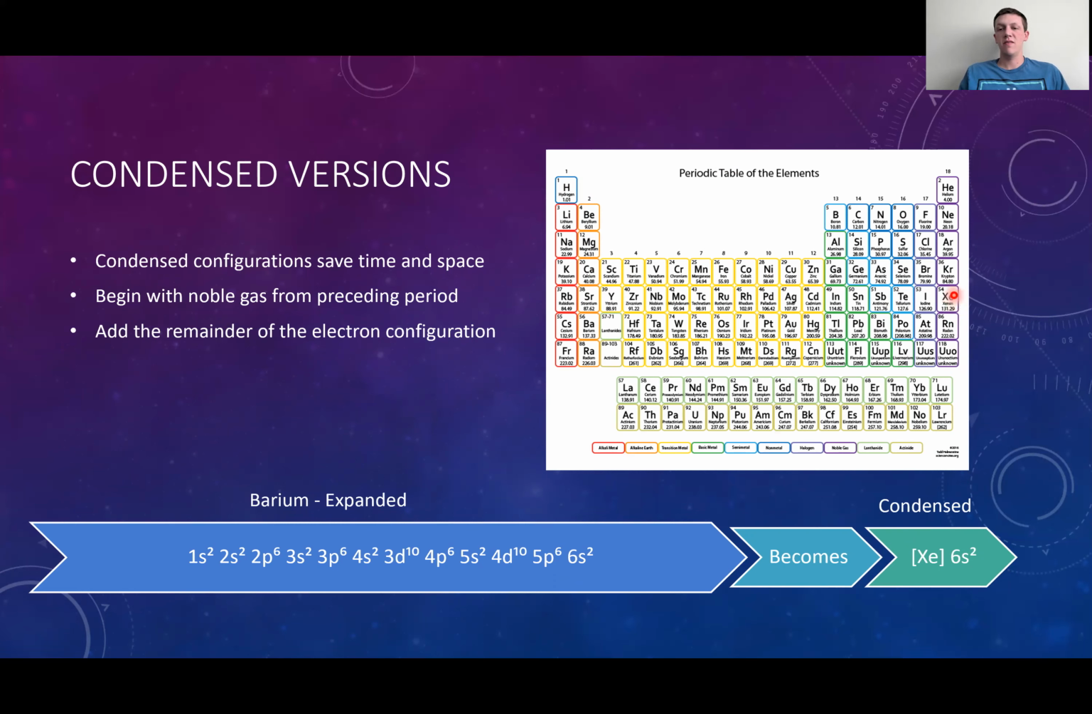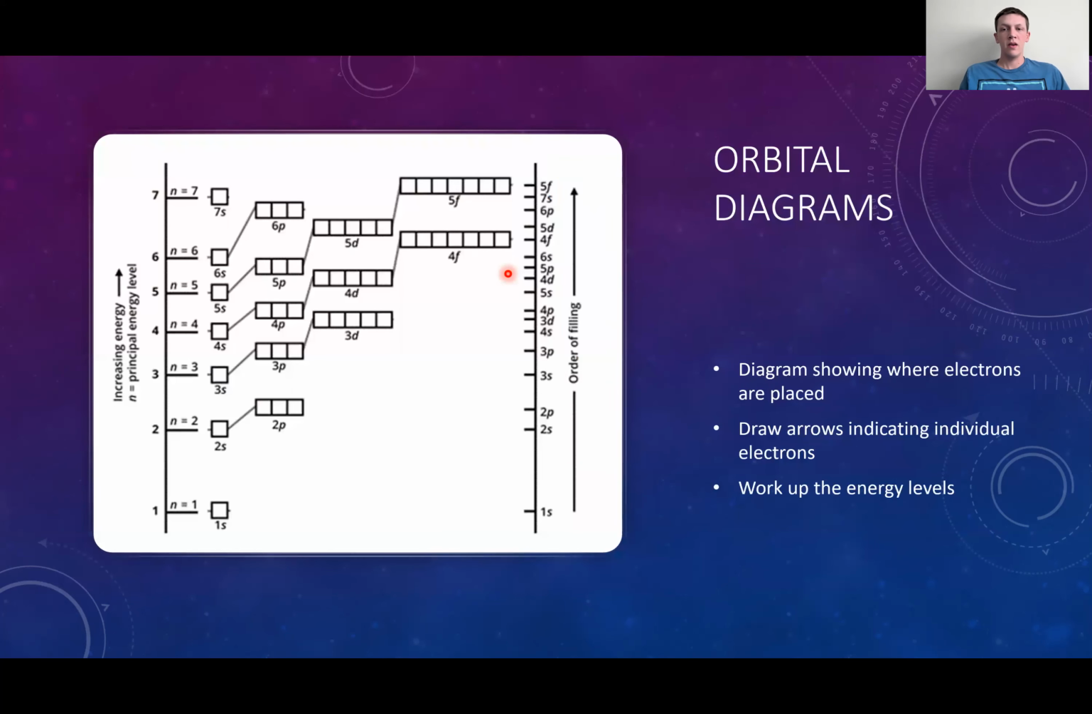So in this case, if I have this configuration and I want to go to barium, let's drop down here. This is the 6th row down, and this is group 1 and 2. So these will be s. And so 6s1, 6s2. And then all I do is put that 6s2 after the xenon, and that gives you the condensed version. So this is a lot simpler to write, doesn't take up as much room. And you just take the noble gas and you add the remainder of the electron configuration after that. And so with these electron configurations, you can use them to fill out orbital diagrams.